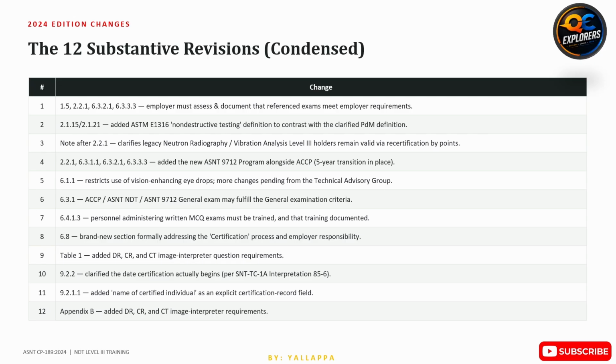The 11th revision requires the name of the certified individual to be included explicitly in the certification record, improving documentation consistency. Finally, the 12th revision updates Appendix B by adding training and experience requirements for DR, CR, and CT.